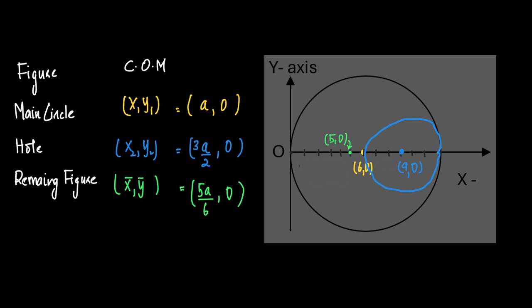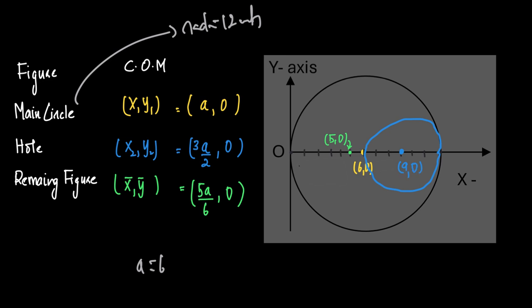Now what does this mean when it comes to the analysis part? So let me just erase this out. Okay, all right, let us say the value of a is equal to 6, which means we have a main circle with a radius of 12 units. So 1, 2, 3, 4, 5, 6, 7, 8, 9, 10, 11, 12 units. When we say the main circle center of mass a comma 0, it means it will be 6 comma 0 because a is equal to 6. So when we have the hole with center of mass 3a by 2, what we have is 3 into 6, 18 by 2, which is 9. So the center of mass is at 9 comma 0.